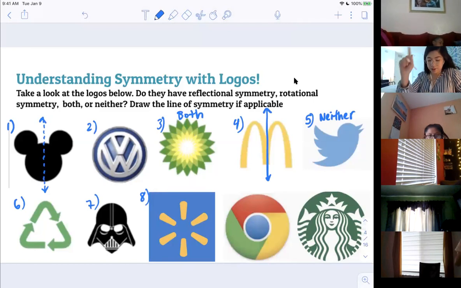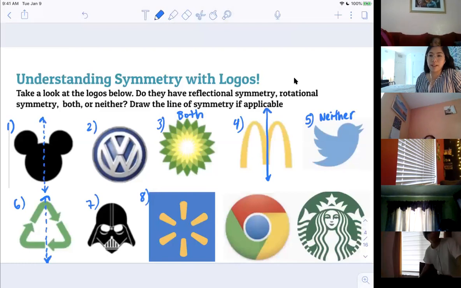Actually, hold up. This was kind of a tricky one. So if I cut this one in half, it might look like it matches up, but there's something that's not going to match up. Can anyone point that out?